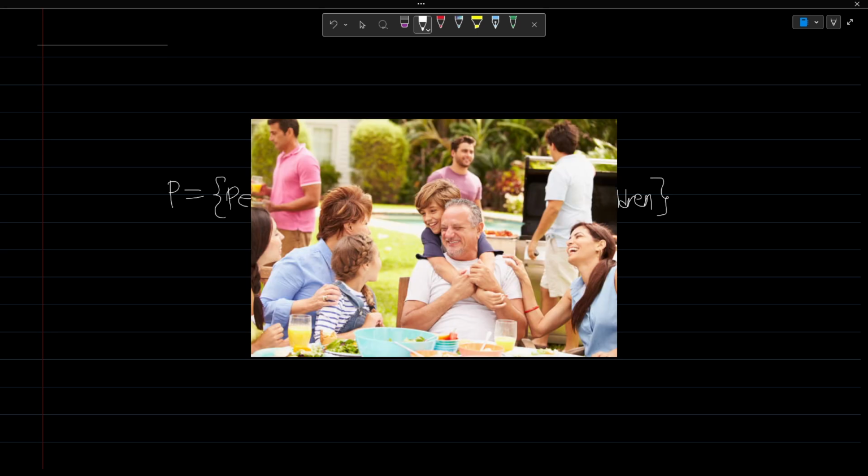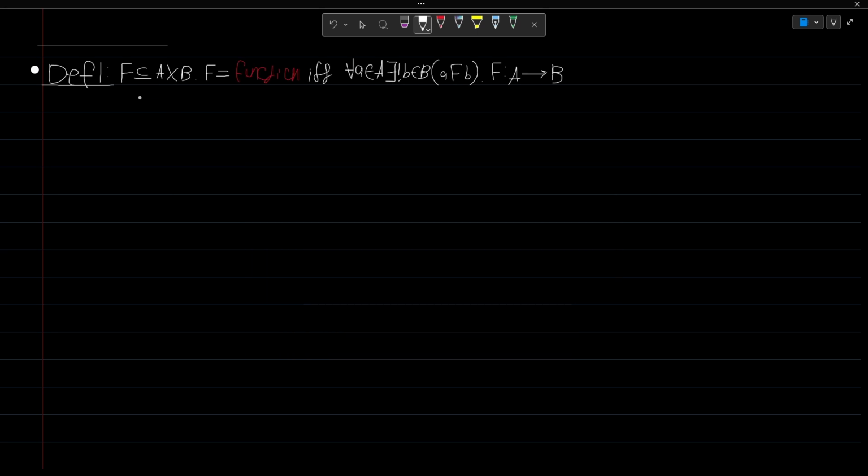We express and describe this property in relations by saying that a relation is a function. But what exactly is a function? Well, if we suppose that f is a relation from A to B, then f is called a function if and only if for all a in A, there exists exactly one b in B that a is f related to. To indicate that a relation f is a function, we write f, colon, A arrow B. I forgot what this colon was called.